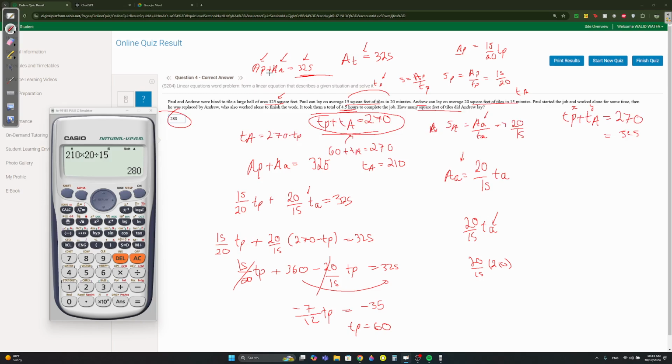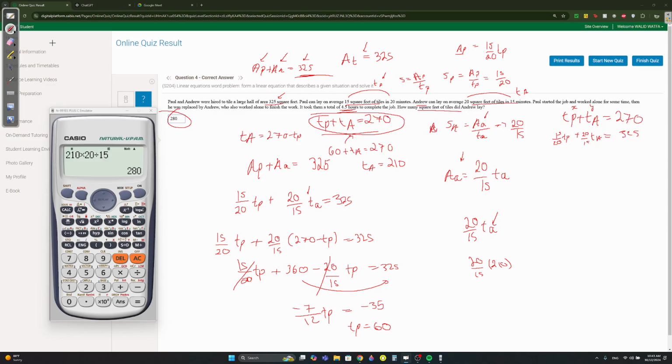And we said the area of P would be the speed of P times time of P. Speed of P was 15 over 20 TP, plus the area of A would be speed of A times time of A. So 20 over 15 time of A.